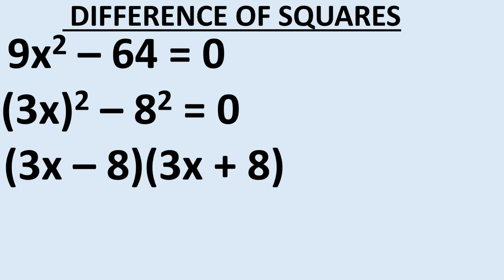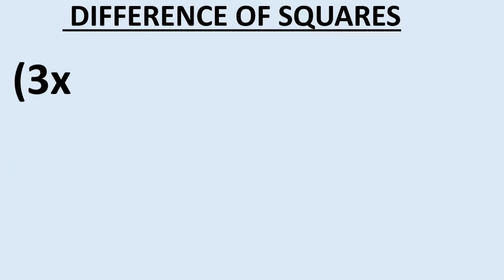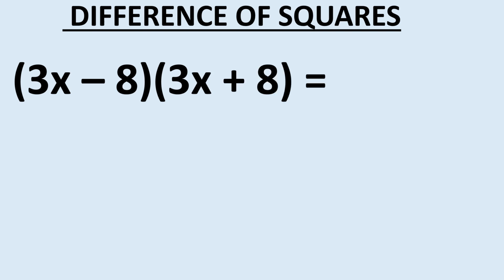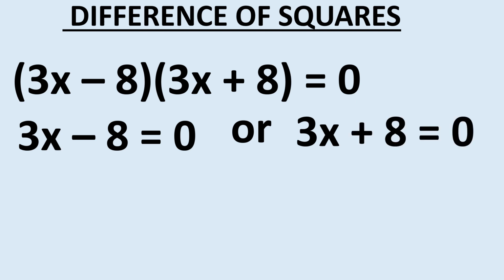So we now have (3x minus 8) into (3x plus 8). And when you have two terms multiplied to equal 0, what this tells you is that either A is 0 or B is 0. So we'll simplify. We have (3x minus 8) into (3x plus 8) equals 0. That tells you and me that 3x minus 8 equals 0, or 3x plus 8 equals 0.